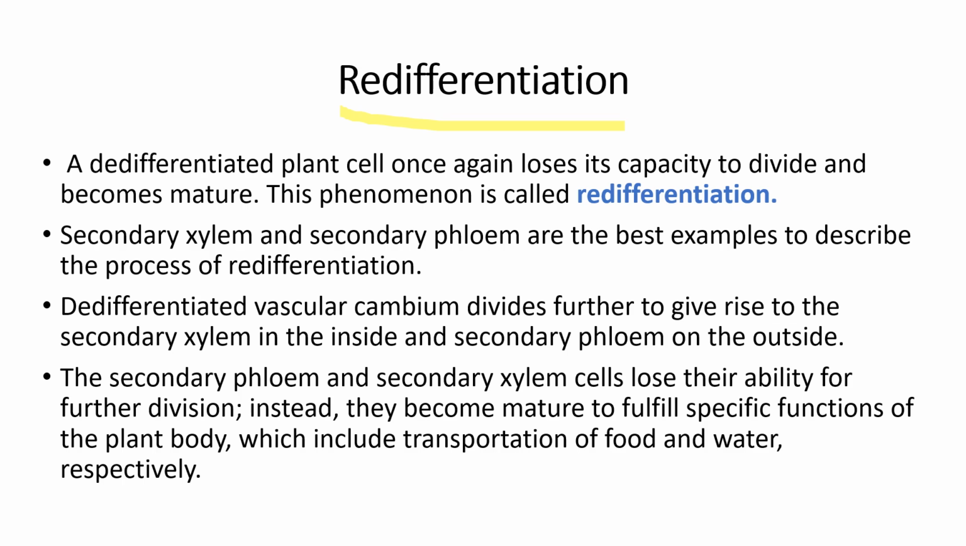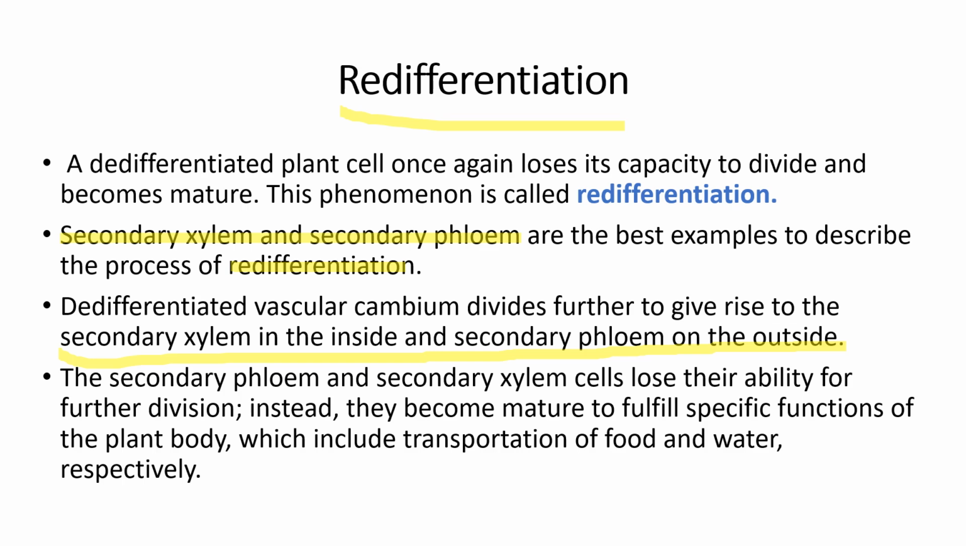The dedifferentiated vascular cambium divides further to give rise to secondary xylem on the inside and secondary phloem on the outside. Both of them are the best examples to define redifferentiation. This shows that the dedifferentiation and redifferentiation processes are somewhat interrelated. First there is a dedifferentiated vascular cambium, which gives rise to the secondary xylem inside and the secondary phloem outside.